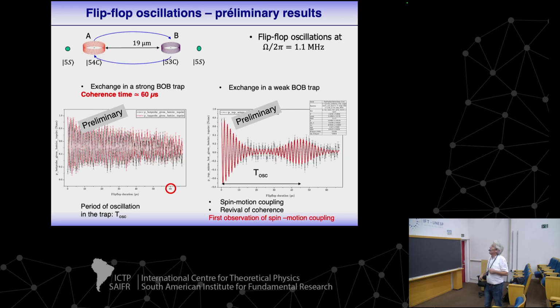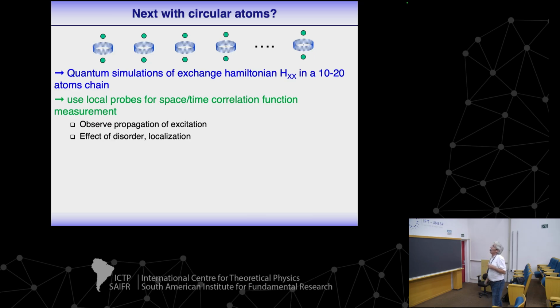We have a model, and I think an interesting feature related to spin motion couplings, which can be switched on and off depending on the power we put, is an interesting feature of the system. So I think I'm running out of time.